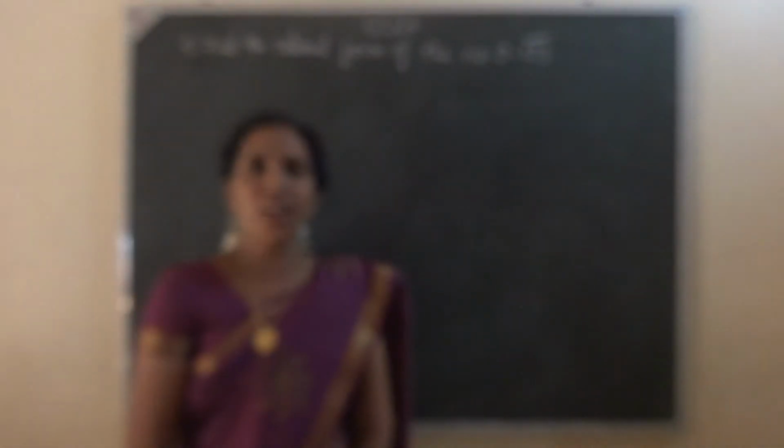Now we are going to learn exercise 2.8, 9th question. Read the question. Find the rational form of the number 0.123 bar.